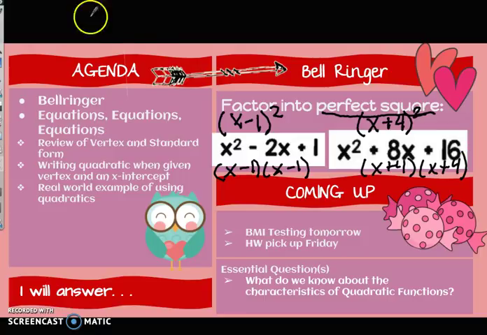Okay, so here we now have the three forms of quadratics. You know two of them. What's this form? Vertex. This is standard. Anyone want to guess what this one is? Factors.